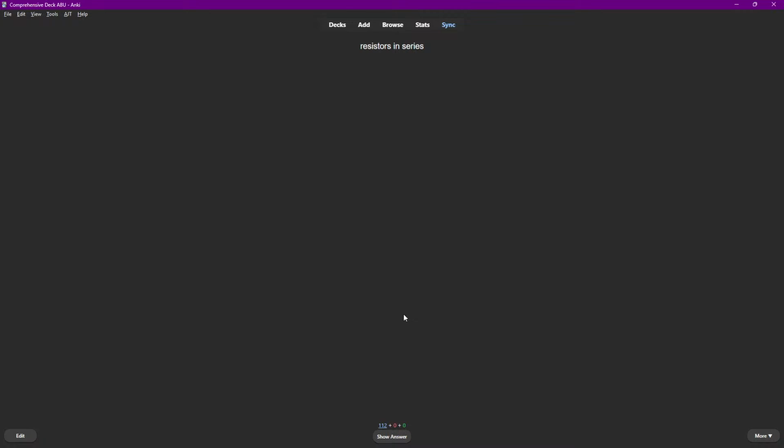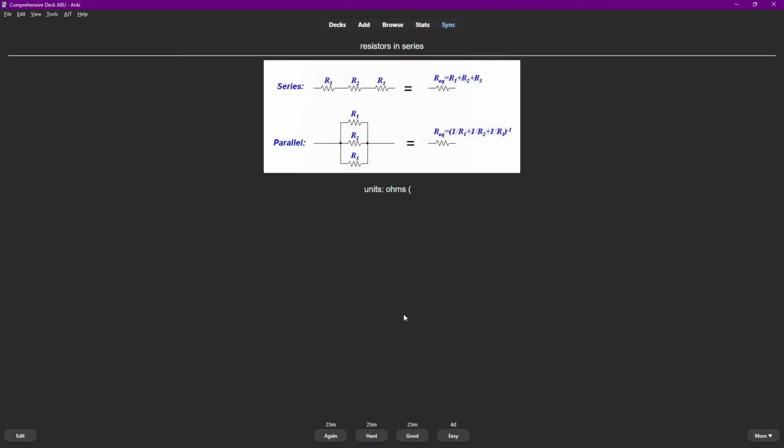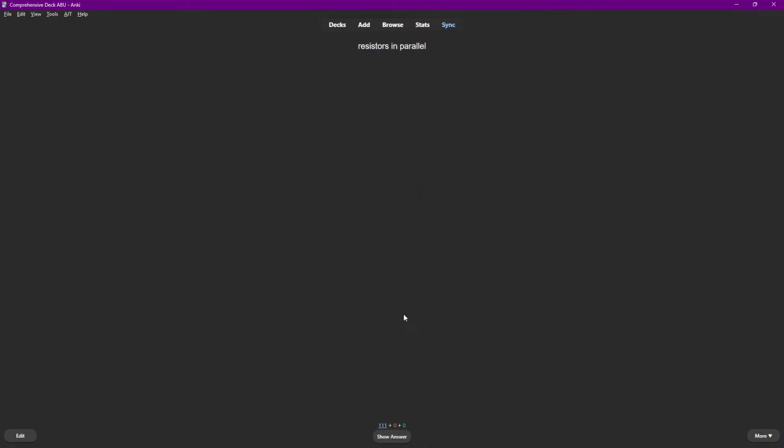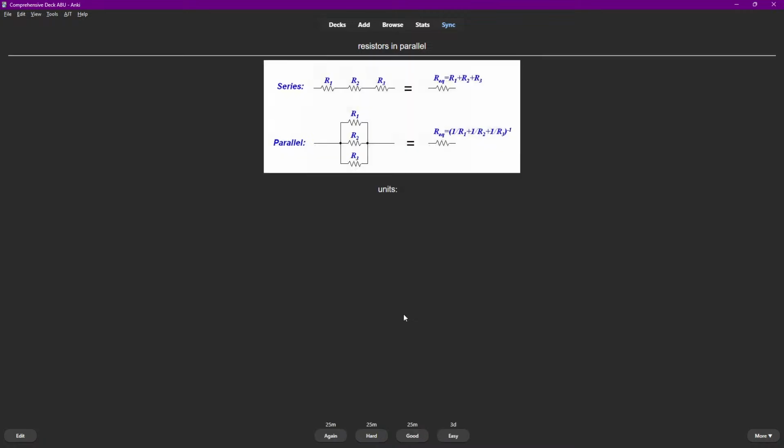Resistors in series. When they're in series, you can just add up the resistors. So R equivalent is equal to R1 plus R2 plus R3. Yep. Resistors in parallel, sorry, I don't know how to speak today, is 1 over R equivalent is equal to 1 over R1 plus 1 over R2. That's how I learned it. 1 over R equivalent. Good.